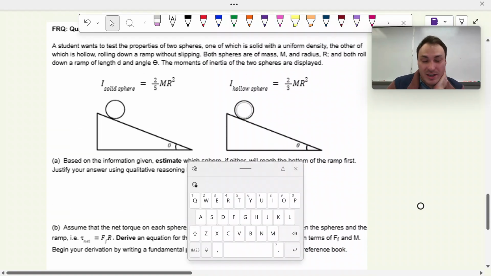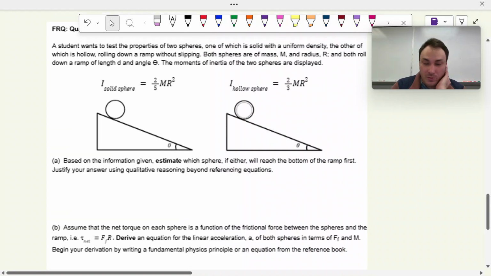A student wants to test the properties of two spheres, one of which is solid with a uniform density, the other which is hollow, rolling down a ramp without slipping. Both spheres are of mass m and radius r, and both roll down a ramp of length d and angle theta. The moments of inertia of the two spheres are displayed. So we have a hollow and a solid. Based on the information, estimate which sphere, if either, will reach the bottom of the ramp first.